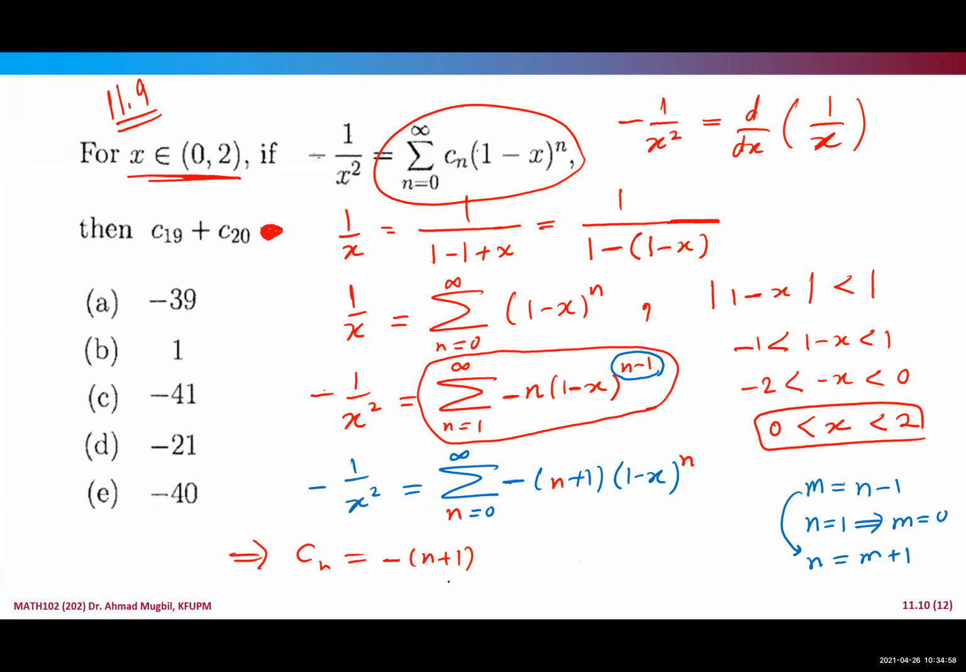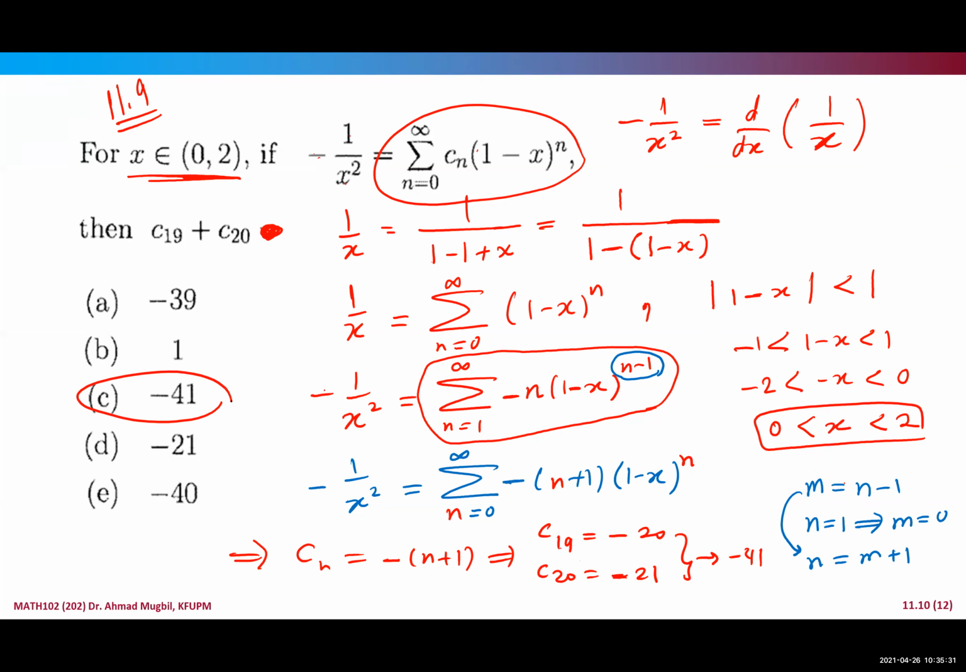Okay? So what was the question? The question is, what is C19 plus C20? This implies that C19 is negative n plus 1. So n is 19, so this will be 20. N plus 1 is 20. And C20 will be negative 21. What is their sum? Negative 41. And this is the answer.